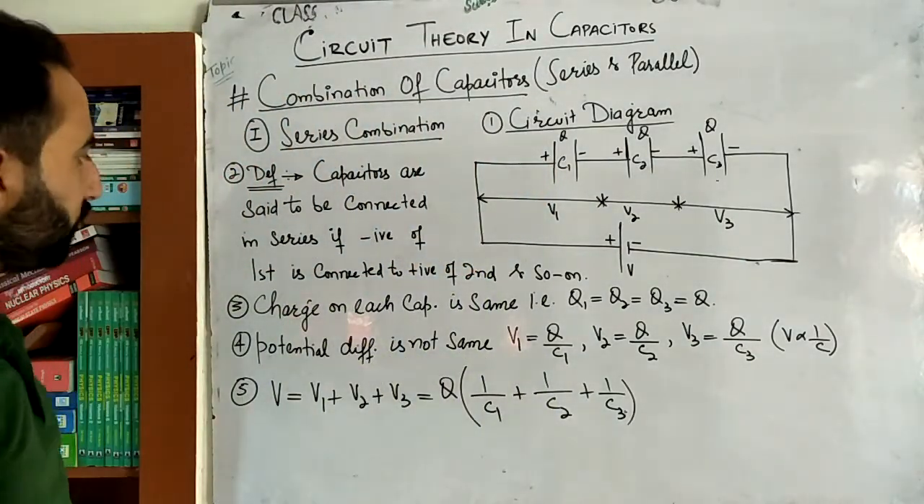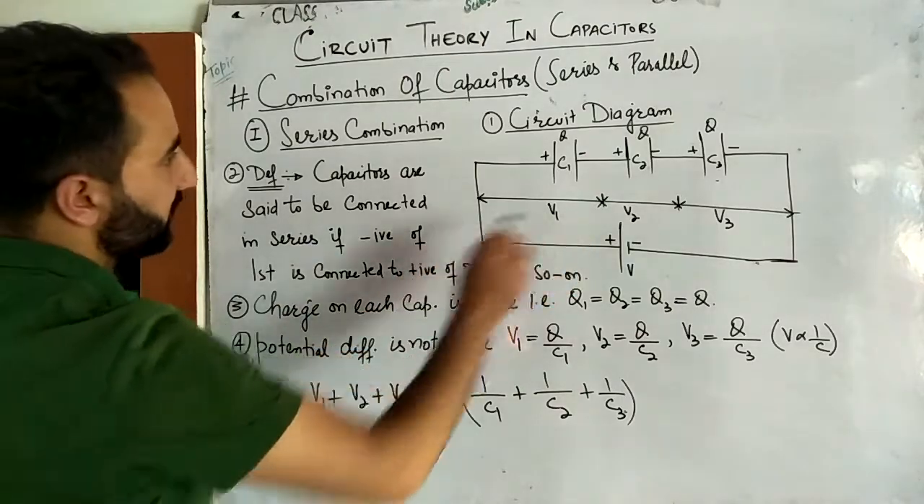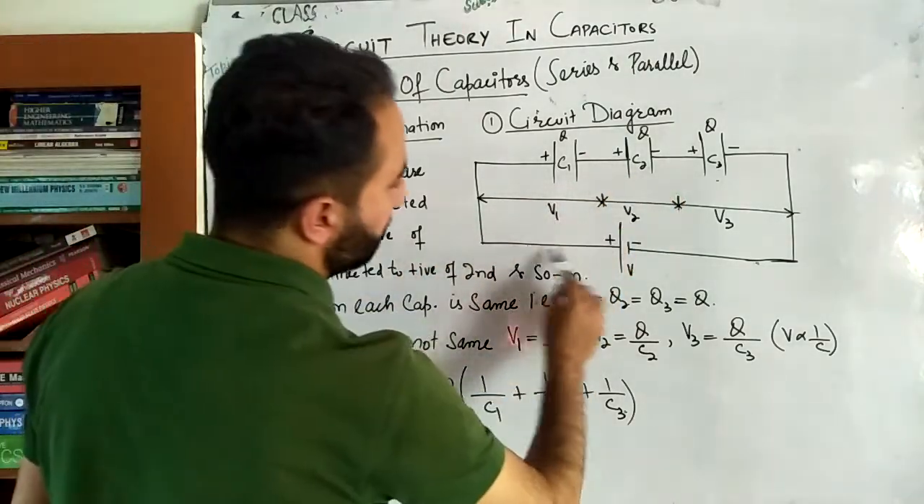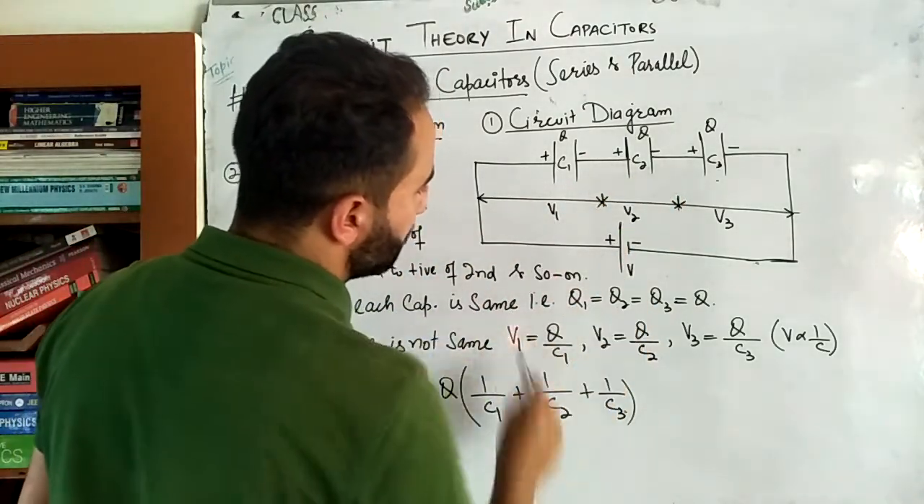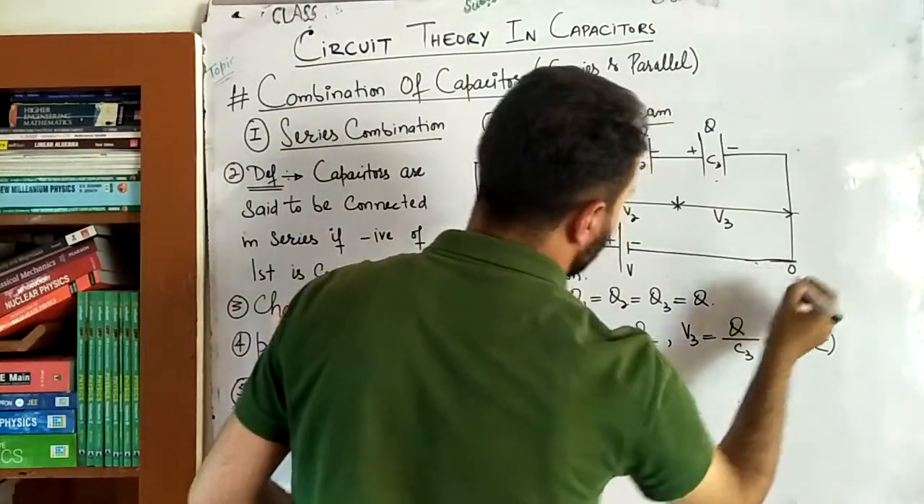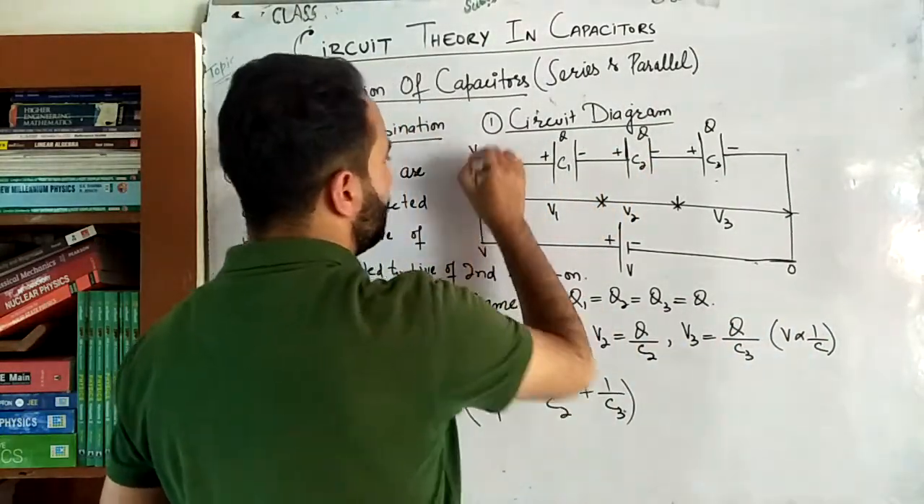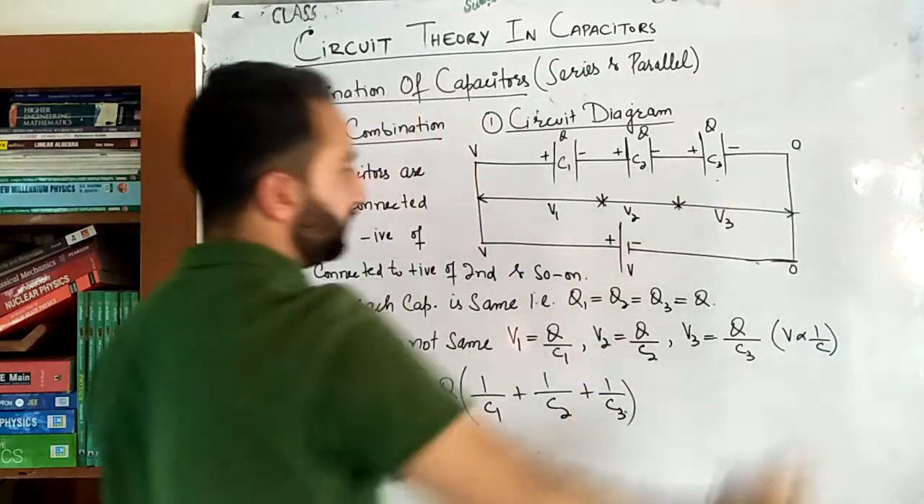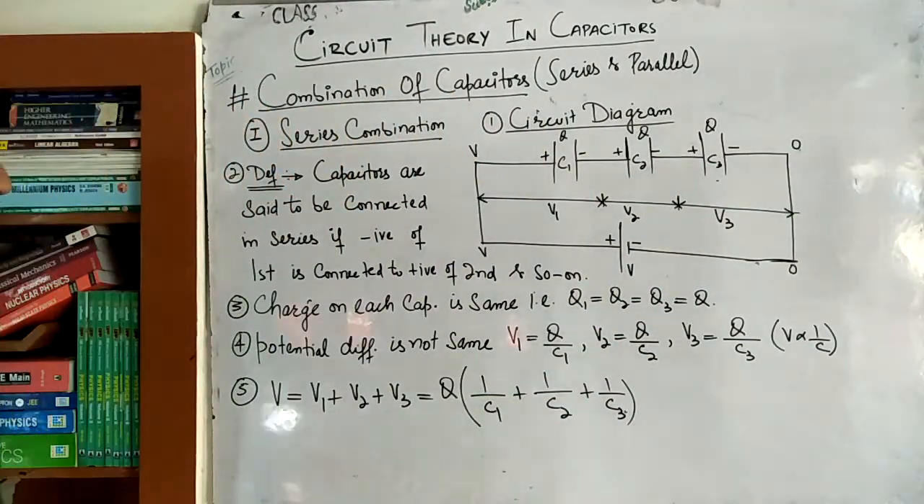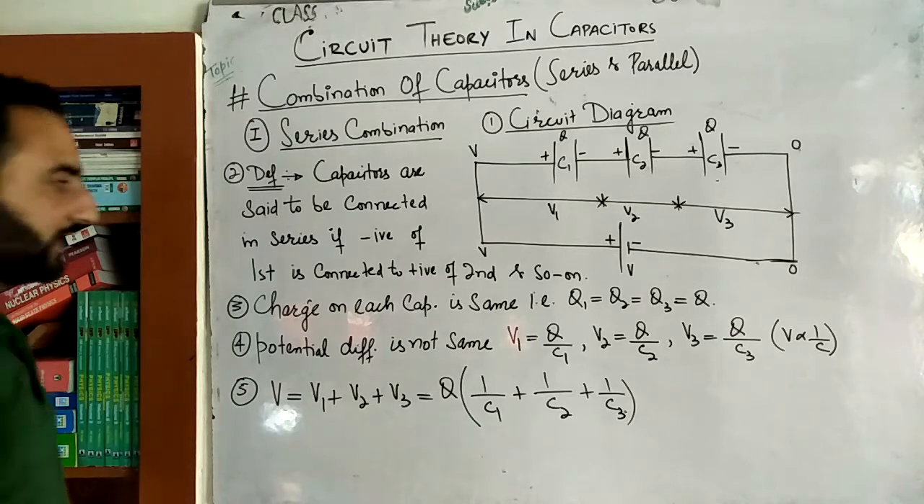Now the next point, this is the circuit diagram. These are three different capacitors. Here this is a battery whose potential difference is V, which implies the potential here is 0 and the potential here is V. So the potential difference is equal to V. The battery maintains the potential difference of V across the network.